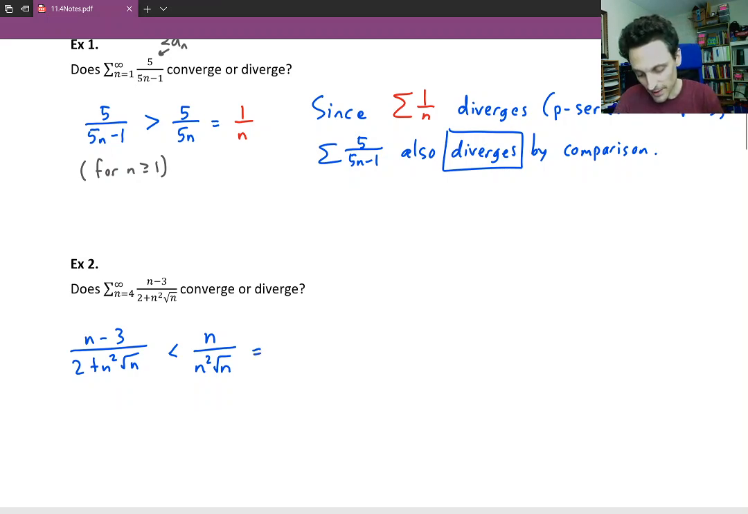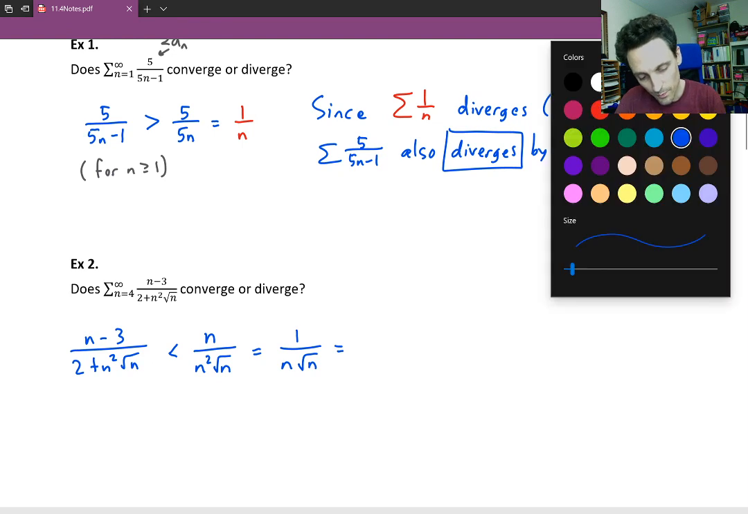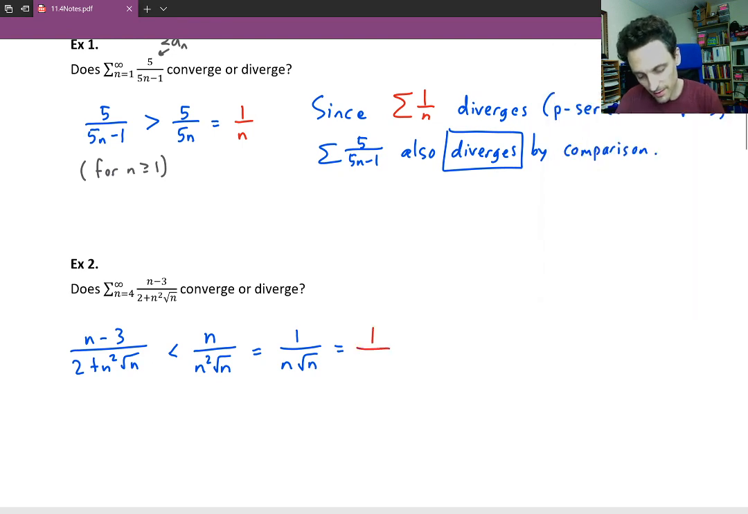Now we can simplify. So we'll have an n cancels. And it's helpful to write this as 1 over n to a power. This is n to the first times n to the 1/2, which is n to the 3/2. And those are the terms of a known series. That's a p-series. We know when that converges and diverges.